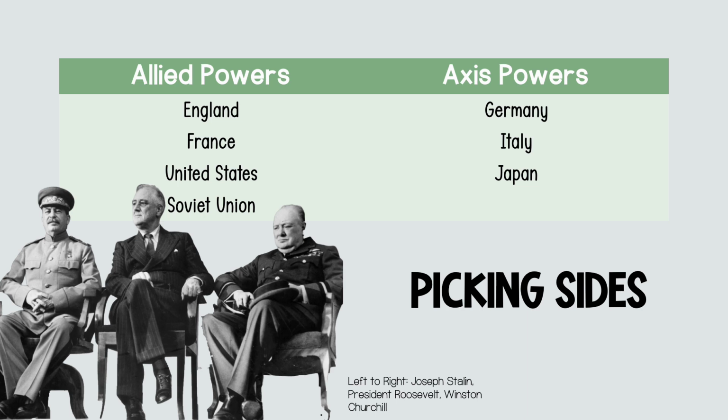So when it came to picking sides, things looked pretty similar to World War I. On the Allied powers, we have England, France, the United States, and the Soviet Union. On the side of the Axis powers, we have Germany, Italy, and Japan. These were not all of the countries that were fighting during World War II.